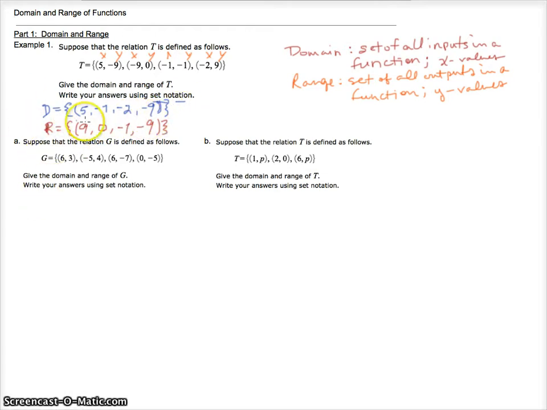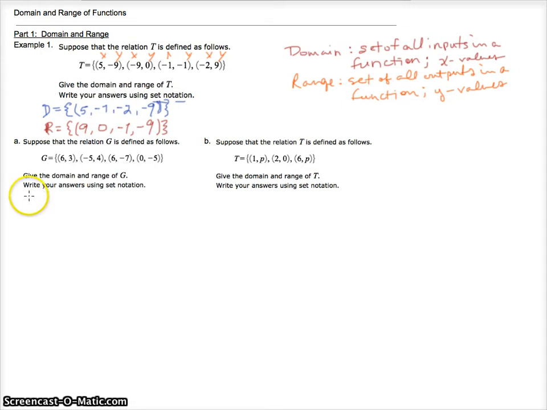Let's look at writing domain and range one more time. Here I've got G equals (6, 3), (-5, 4), (6, -7), and (0, -5). Suppose that the relation G is, I read it already. Give the domain and range of G.